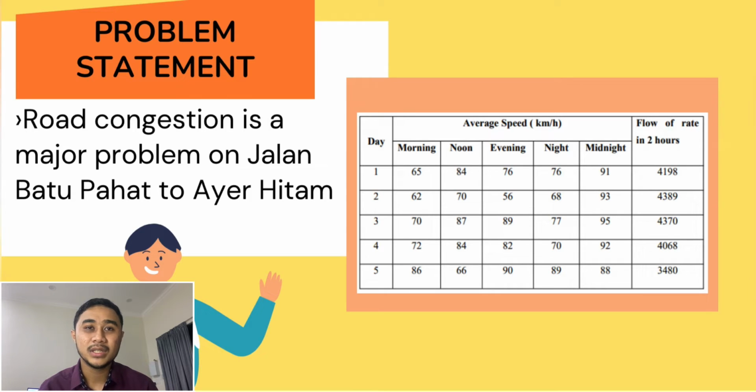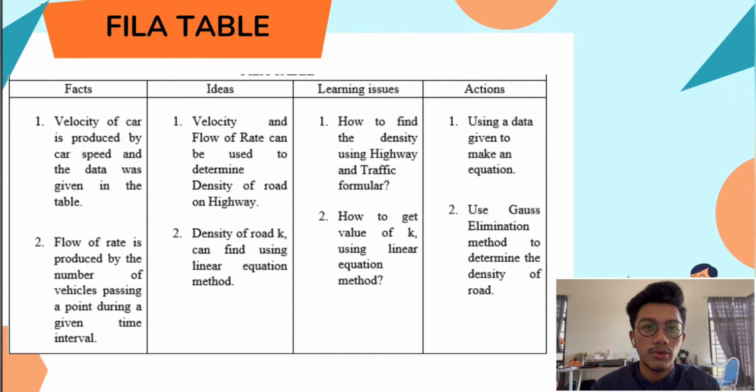The study uses the Gauss elimination method to find the density, the value of K. As you can see, this is the data that we use in this study. I continue our presentation with the table. For the facts, first, velocity of the car is produced by car speed and the data was given in the table. Second, flow rate is produced by the number of vehicles passing a point during a given time interval. For the ideas, first, velocity and flow rate can be used to determine the density of the road on the highway. Second, density of the road K can be found using a linear equation method.